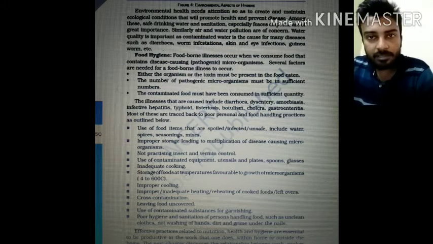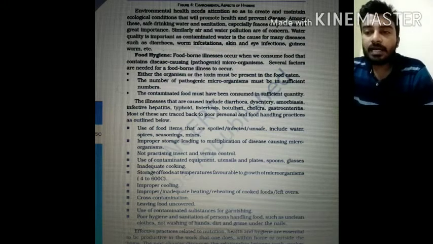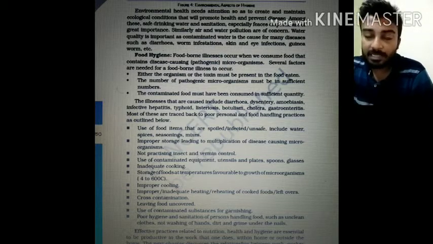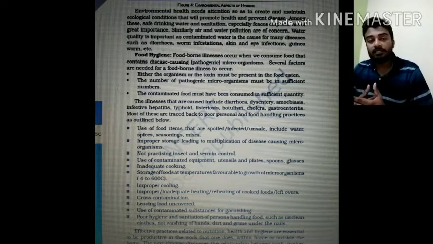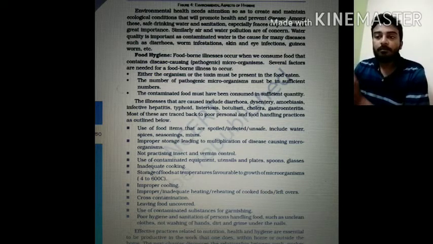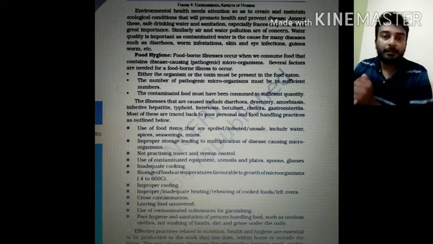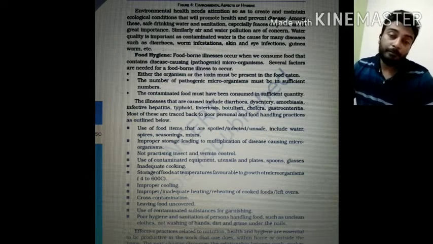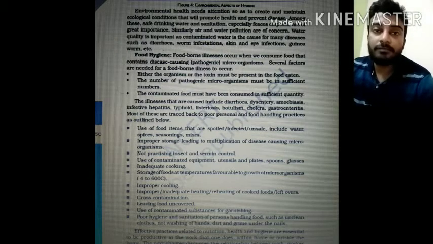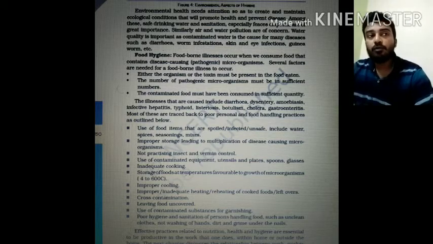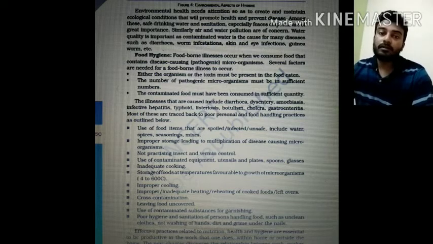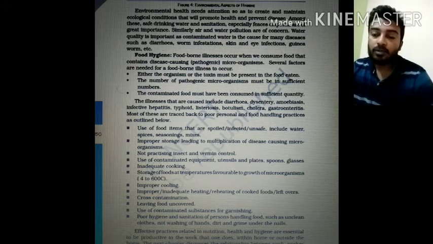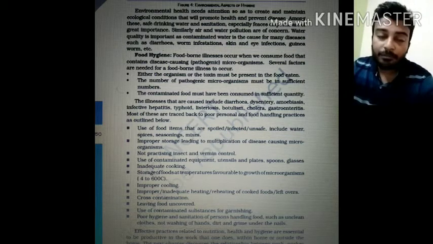Now, most of these foodborne diseases are traced back to poor personal and food handling practices as outlined below. So food handling practices and proper sanitation practices are very important in order to get rid of these different foodborne illnesses. If you don't practice these things properly, these diseases can occur. So let's see what are the different food handling practices that we should follow.